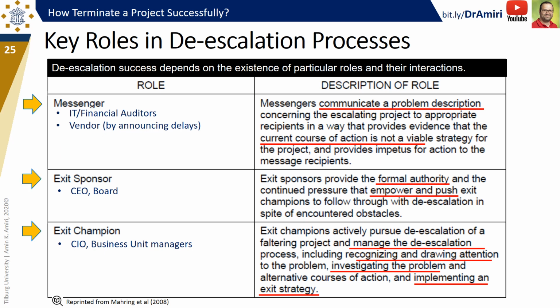The second key role is exit sponsors. These are people with formal authorities who push for the termination of the project despite the obstacles. CEOs and members of the board of directors can play this role. At IVK, initially no one was the exit sponsor. At the end, the CEO and top executives have become exit sponsors.